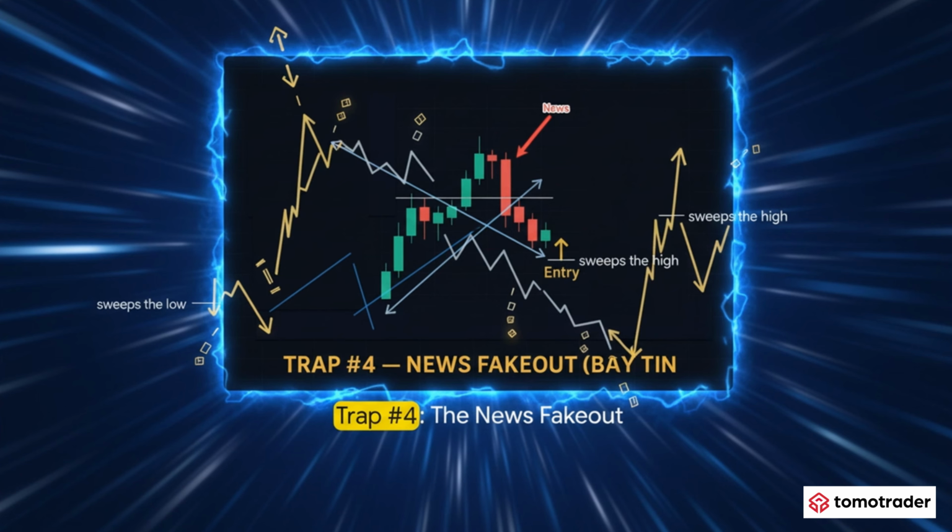Trap number 4, the news fakeout. When major red folder news hits, XAUUSD predictably does 3 things. First, it sweeps the high. Second, it sweeps the low. And third, it finally chooses its true direction.